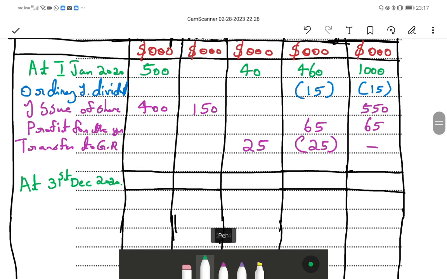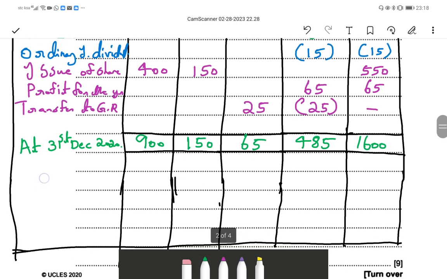The first column 900, second column total 150, 65, 485. So total capital is 1,600,000. So statement of changes in equity, we are done.